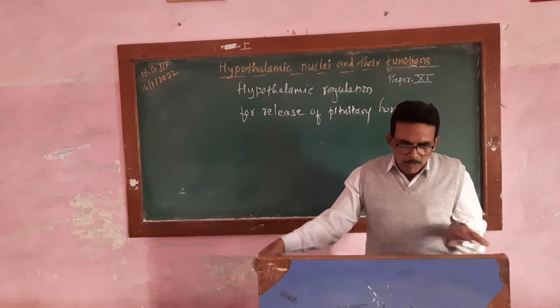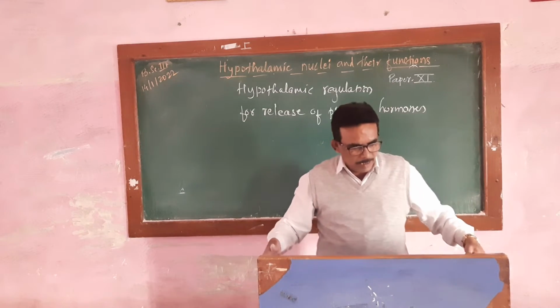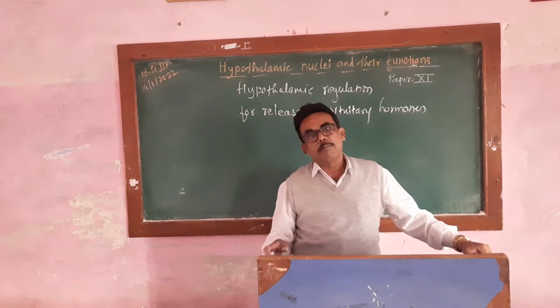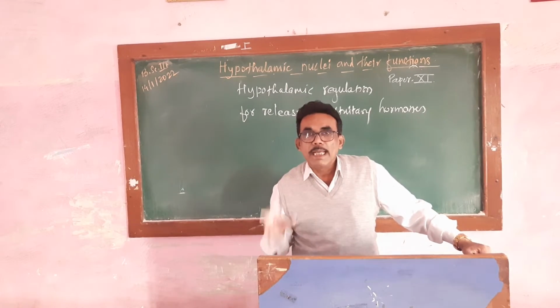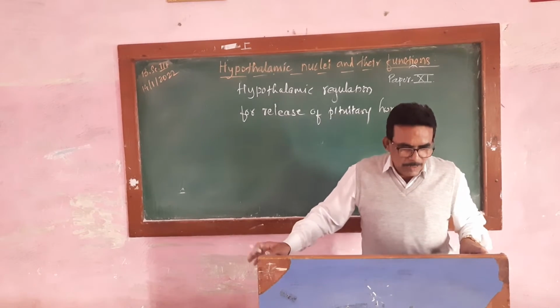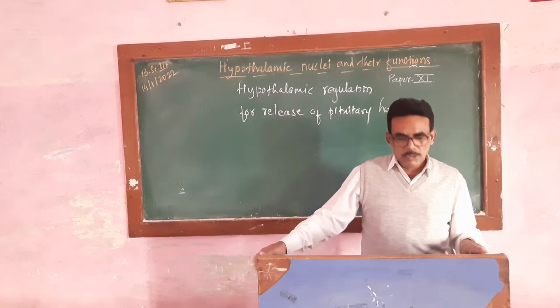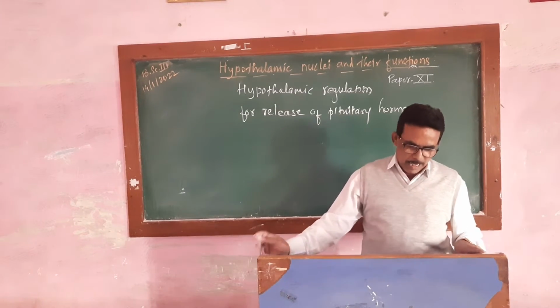There are 6 prominent factors that the hypothalamus secretes and which control the anterior pituitary secretion. So there are some inhibitory factors, or you can say the prominent factors. Due to that, the hypothalamic regulation will be carried out.